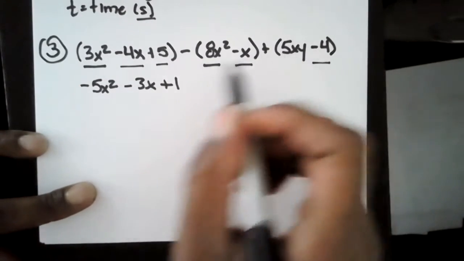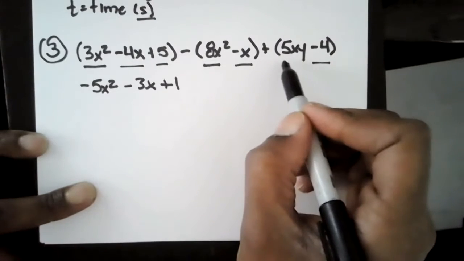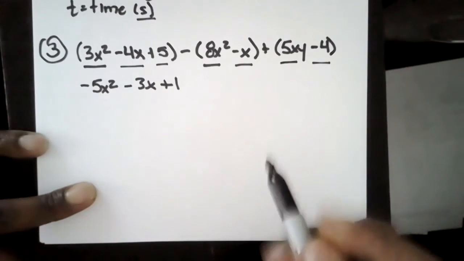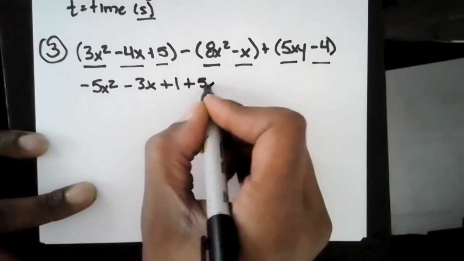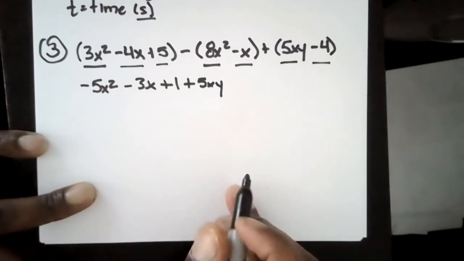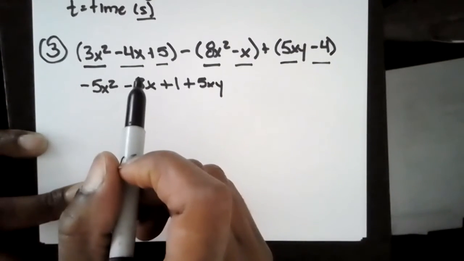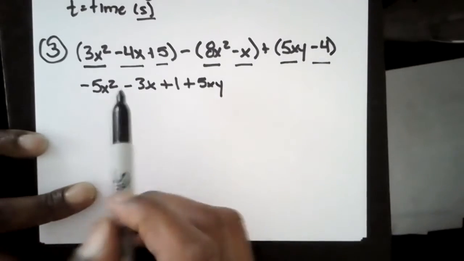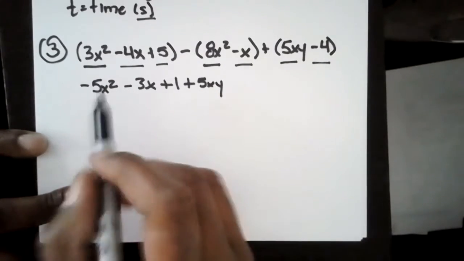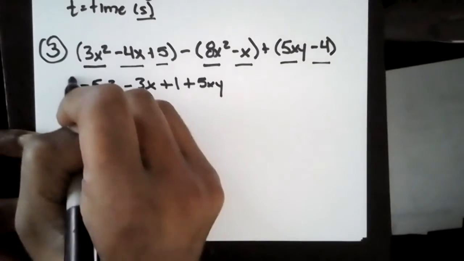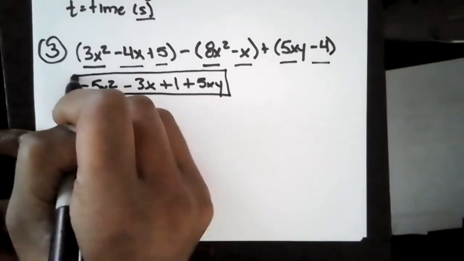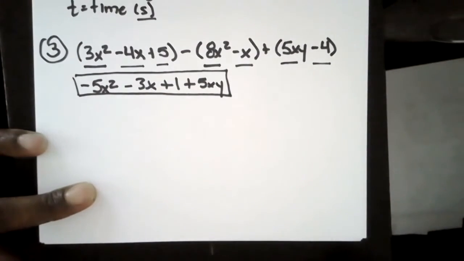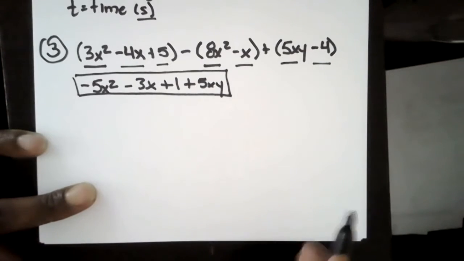All right, and what do we have left over? The 5x. So you just bring it down, plus 5xy. And it said that we needed to get the fewest number of possible terms. We now have the fewest number of possible terms. So this would be your answer. Understood?